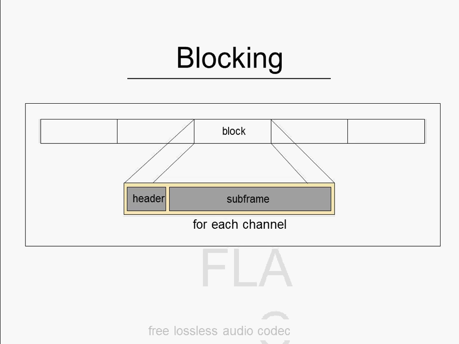Block data is passed to the predictor stage one subblock at a time. Each subblock is independently coded into the subframe and subframes are concatenated into a frame. Because each channel is coded separately, it means that one channel of a stereo frame may be encoded as a constant subframe and the other as an LPC subframe.